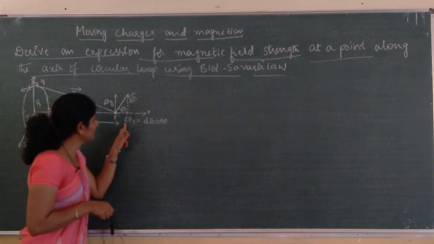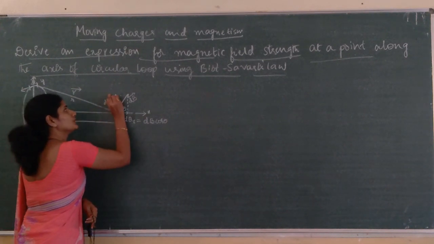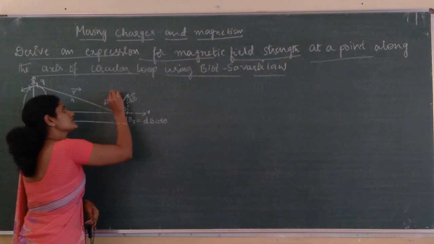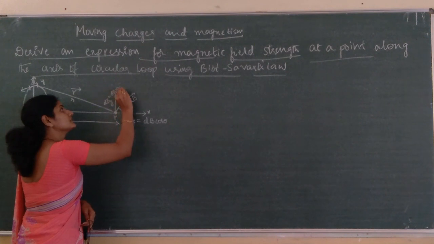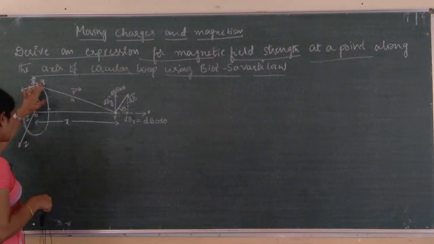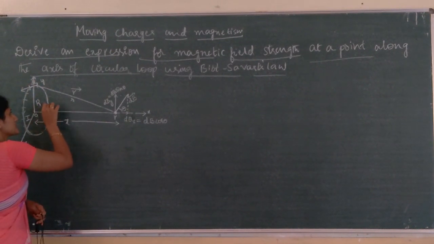Okay. So dBx is equal to dB cos theta. Similarly dBy is equal to, so this is the cos component, and this one is the sin component, so I write dB sin theta. I will divide this circular loop into small line elements.